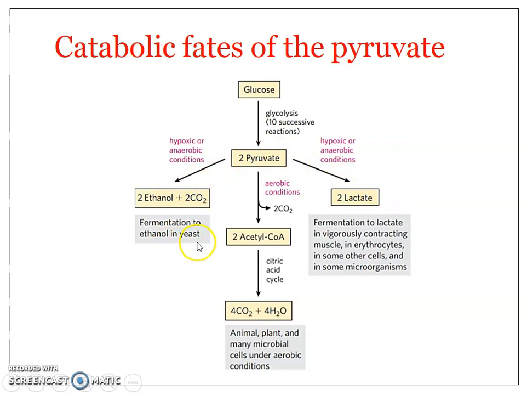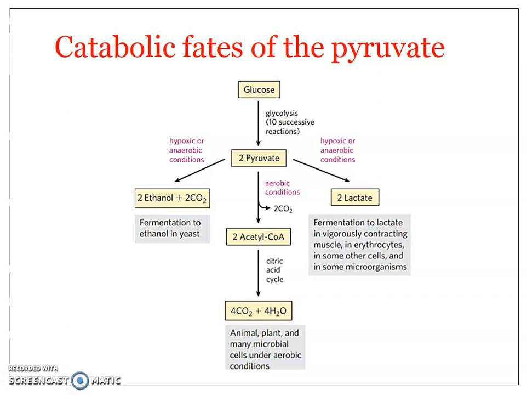In yeast and in some bacteria like Zymomonas, the pyruvate undergoes alcoholic fermentation. Alcoholic fermentation is the anaerobic degradation of glucose to ethanol. Glucose, by the glycolytic pathway, produces pyruvate, and then ethanol. So the whole process is known as alcoholic fermentation, an anaerobic breakdown of glucose to form ethanol.